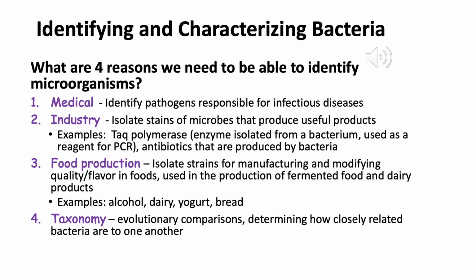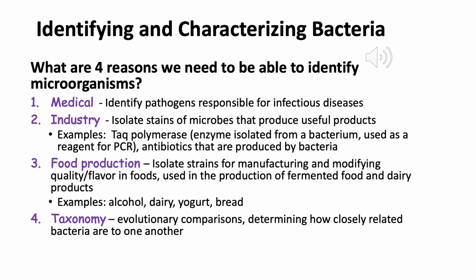The third reason we need to be able to identify microorganisms is for food production. So we isolate strains for manufacturing and modifying the quality and flavor in foods. And they're used in the production of fermented food and dairy products. So, for example, fermentation is used in the production of alcohol and dairy, yogurt, and bread. And then the fourth reason is taxonomy.